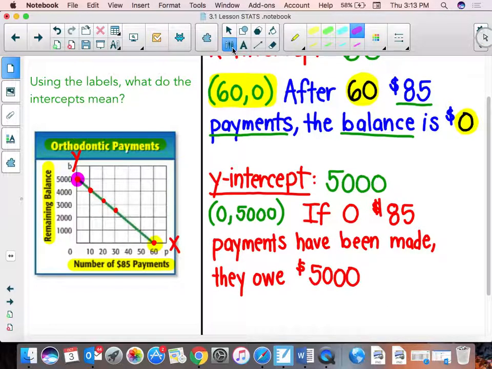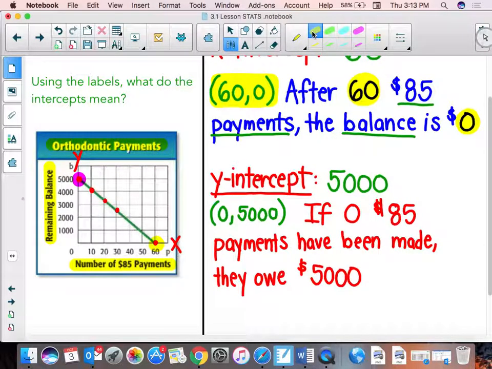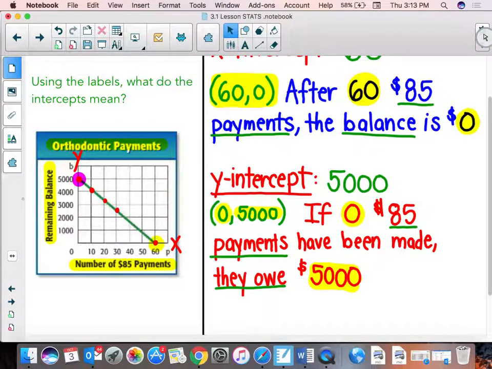So let's look at our numbers here. This 0 got talked about here: no $85 payments have been made. This 5,000 gets talked about here: that's your balance. And then again, those labels, the $85 payments is our x label, and what they owe would be the same thing as your remaining balance.